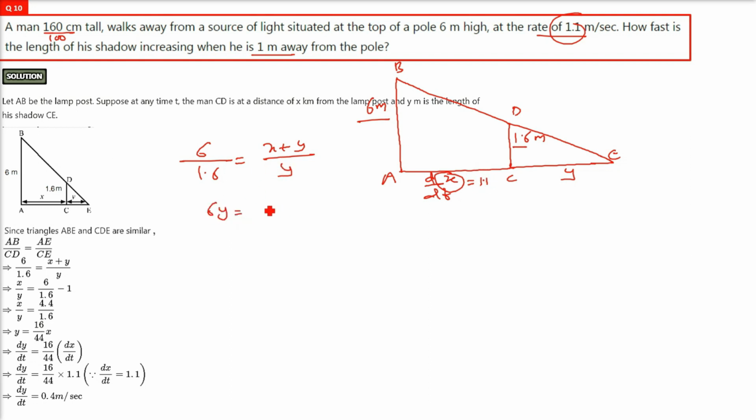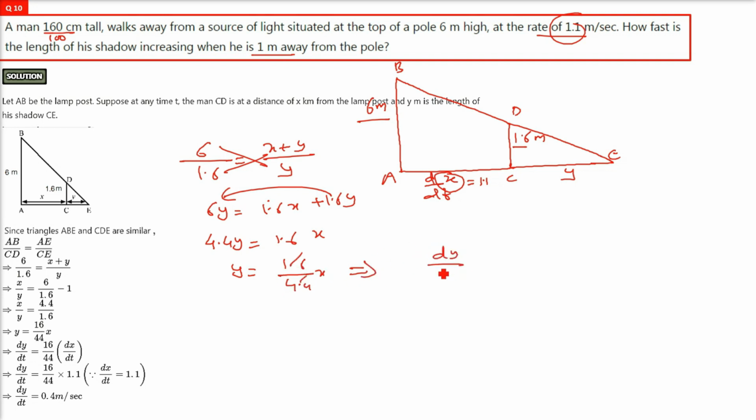We have 6y equals, cross multiplying, 1.6 plus 1.6 into y, and just take y stuff on one side, x stuff on one side. So 6y minus 1.6y is 4.4y equals 1.6 into x. So we have y here, x here. So this y will be 1.6 divided by 4.4 x. This decimal you can cancel.